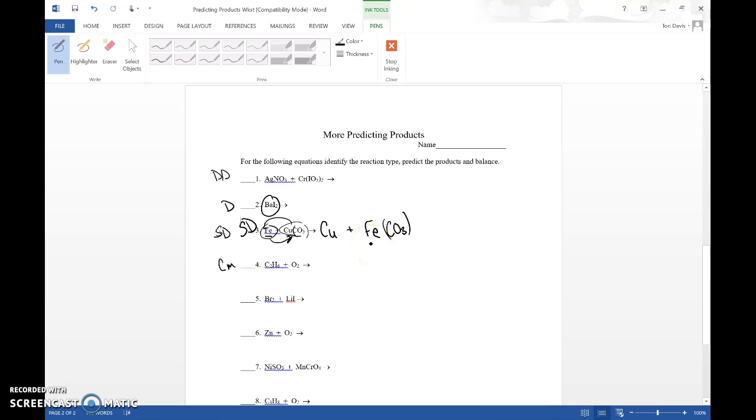Looking at this equation, on the left-hand side we have one iron. We have one iron on the product side. We have one copper on the product side, and we have one polyatomic ion of carbonate, and that same holds true on the product side. So this equation is actually balanced.